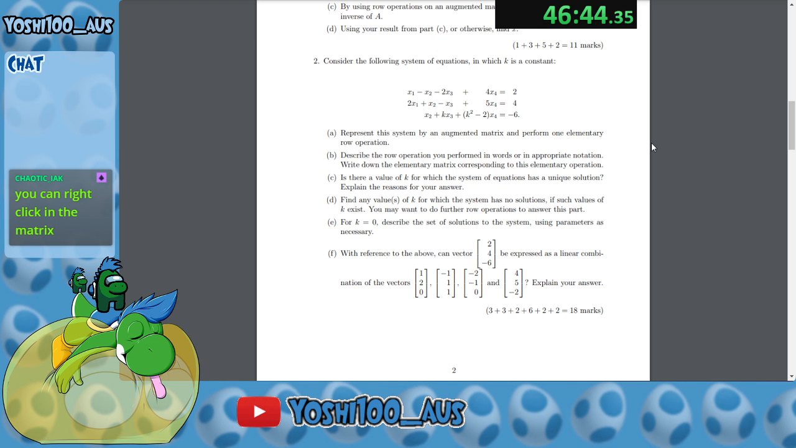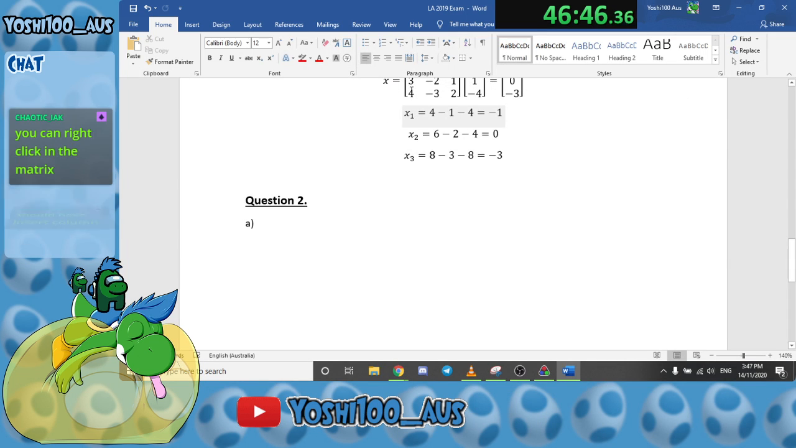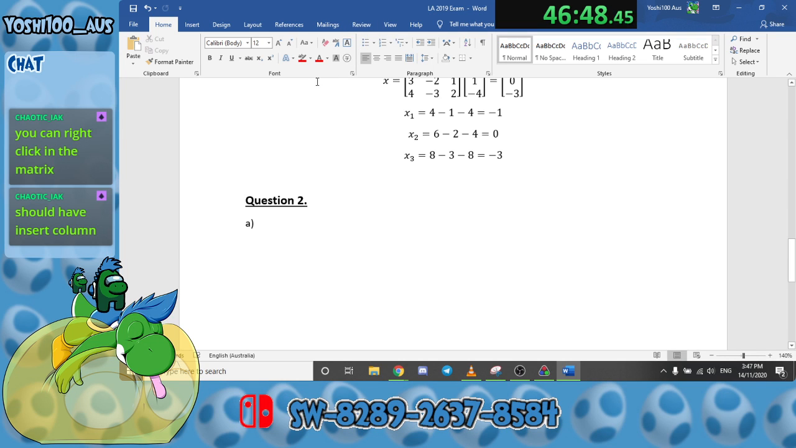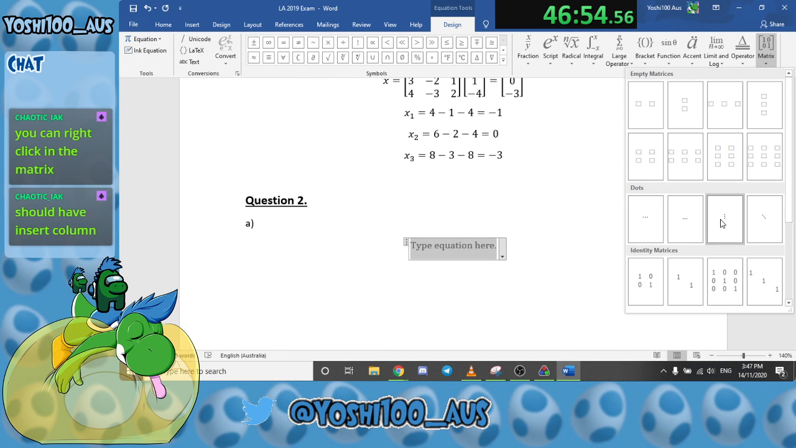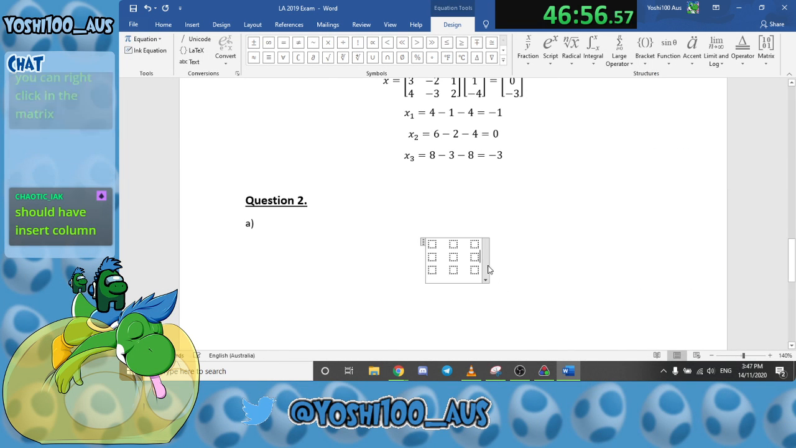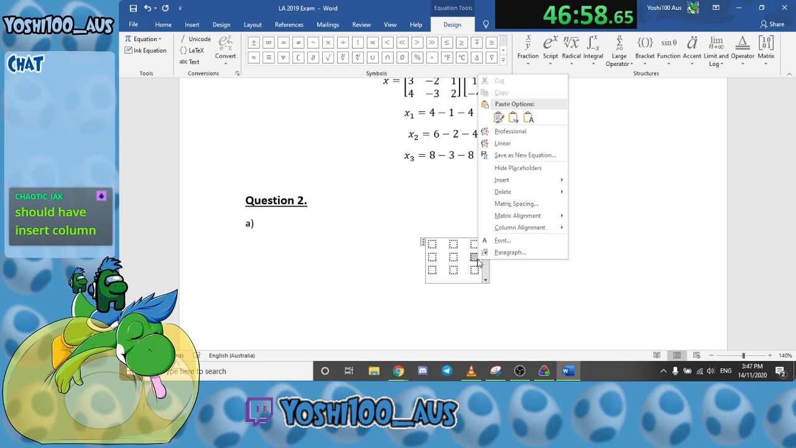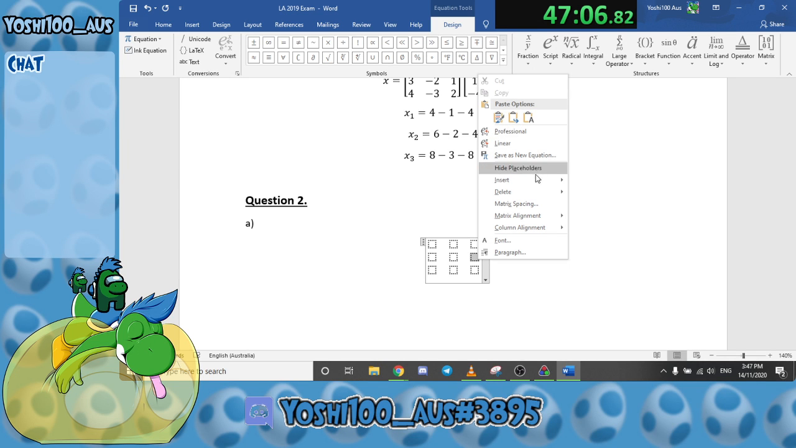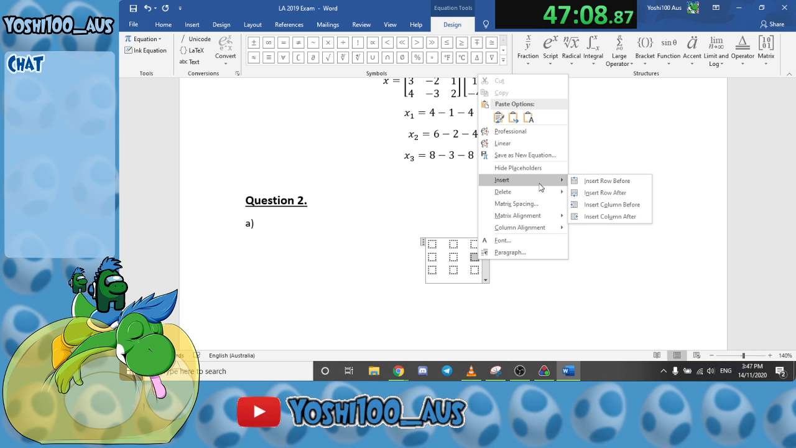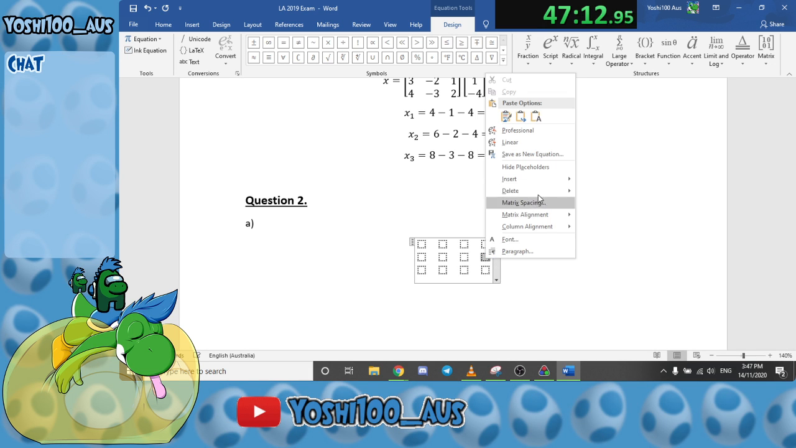You can right-click in the matrix. Should have insert column. Ooh, okay, okay. Learning experience. Okay, so we're going to do this. I'm gonna insert. I never knew about right-clicking these. Save as new equation. Insert column after. Oh!